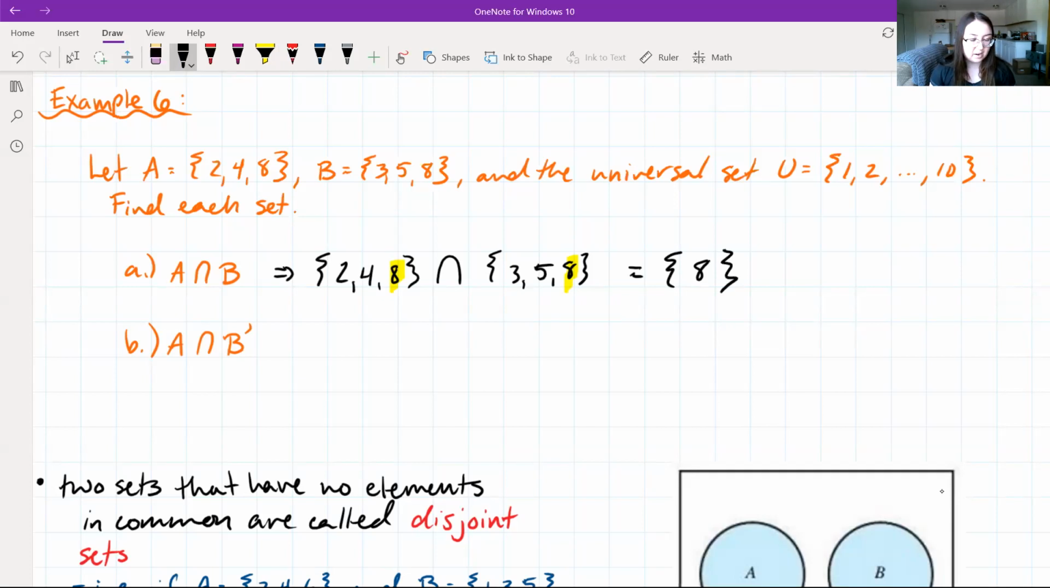Then for part B here, we're doing A intersected with B prime. So let's write these sets out again. So we know that A is 2, 4, and 8.